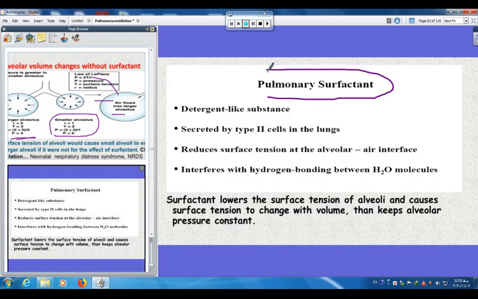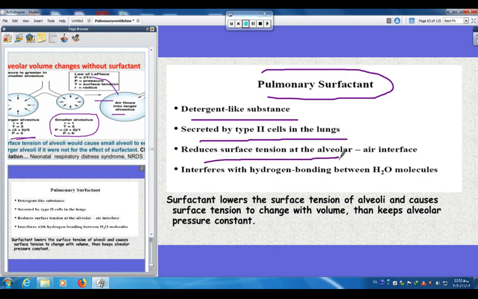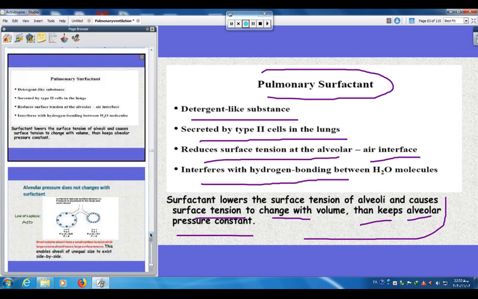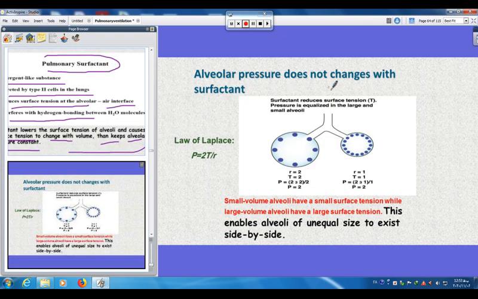The pulmonary surfactant is a detergent-like substance secreted by the type 2 cells in the lungs that reduces surface tension at the alveolar air interface by interfering with the hydrogen bonding between water molecules. Surfactant lowers the surface tension of the alveoli and causes surface tension to change with the volume. Then it keeps alveolar pressure constant, and we mentioned again, alveolar pressure does not change with the surfactant. Very important.